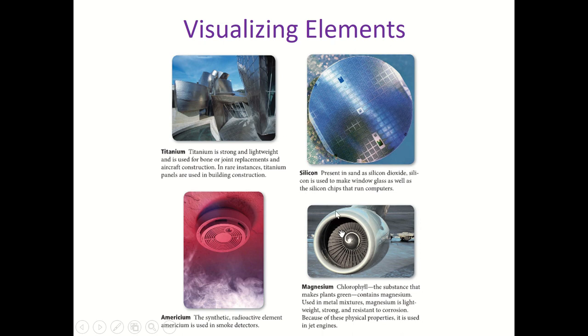Now, the other element is called silicon, and it is present in sand as silicon dioxide. Silicon is used to make window glasses as well as silicon chips that run computers. So if you live in a country that has lots of sand, you must have lots of silicon. And this silicon is used to make those solar panels, the ones we use to get energy from the sun. They are also used to make computer chips. So the computer that you are using now contains chips or parts that are made up of silicon.